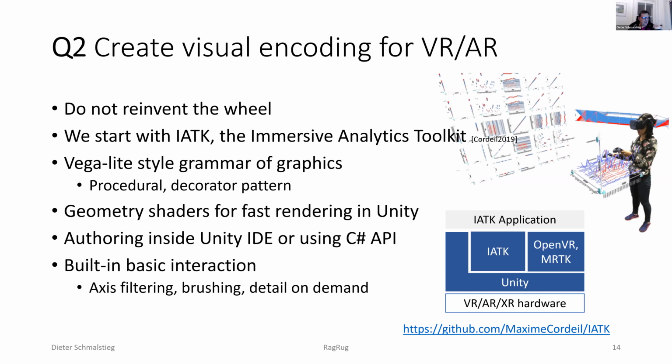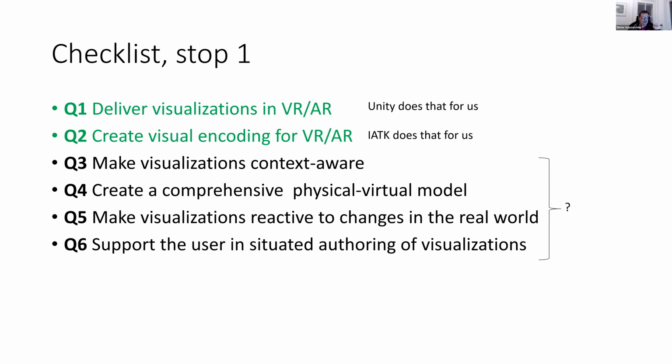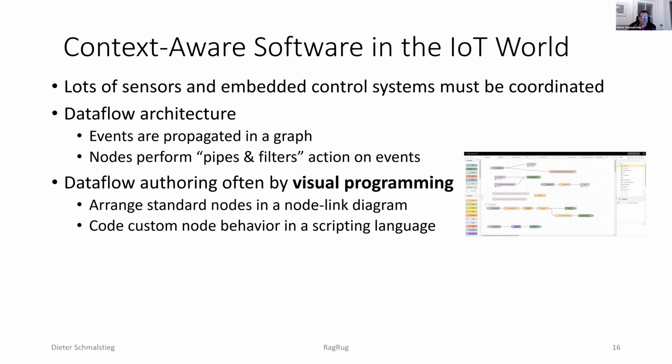So now our checklist with the 6 requirements. What Unity and IATK do for us is address question 1 and question 2, deliver visualizations and create visual encoding. What do we do with the remaining 4? That's going to be the question for the remainder of the time that I'm filling here. And I'll start with the context awareness. With the third question, how can we make our visualizations context aware of the real world?